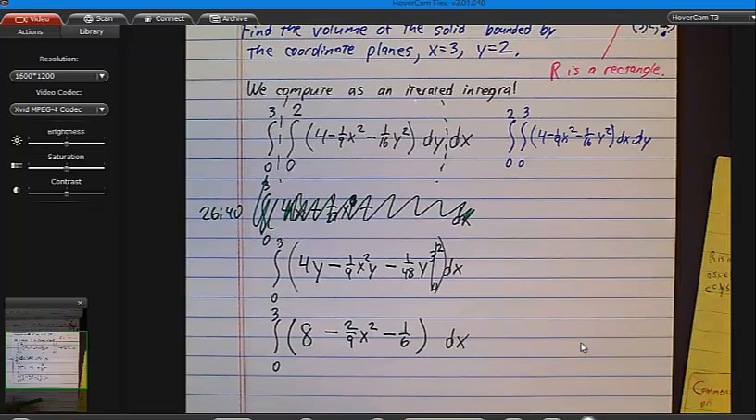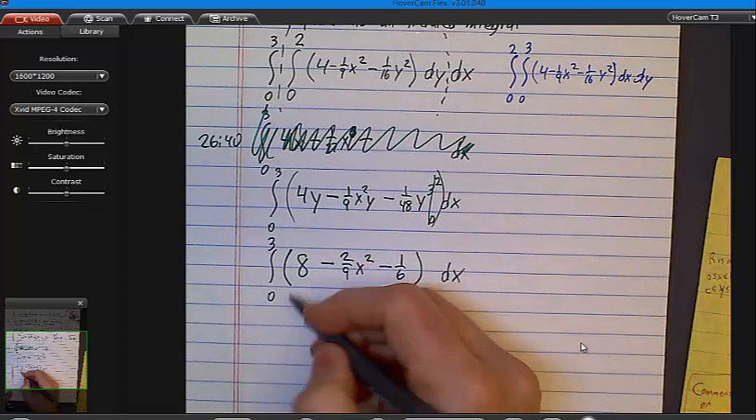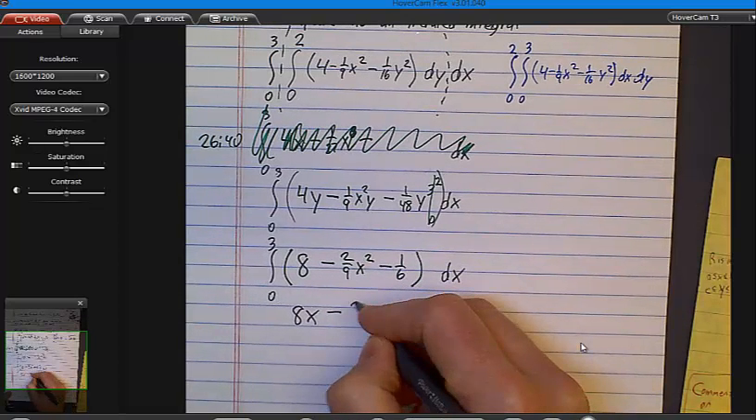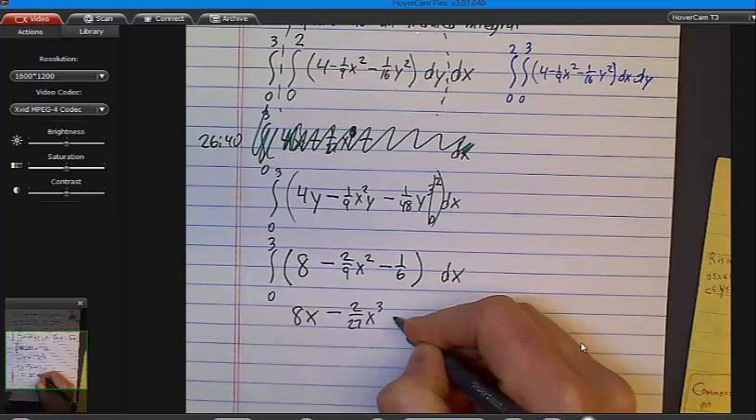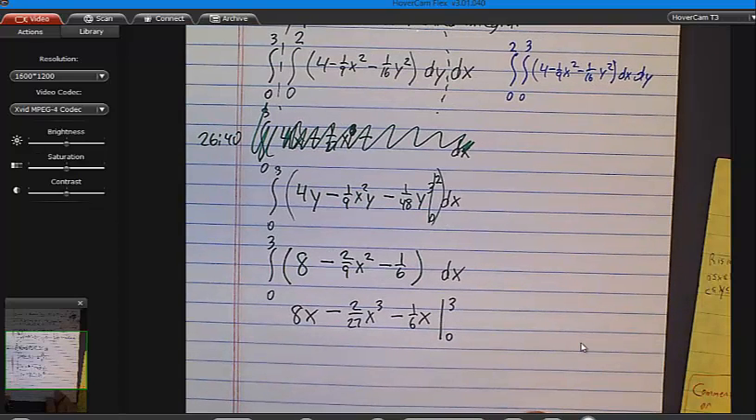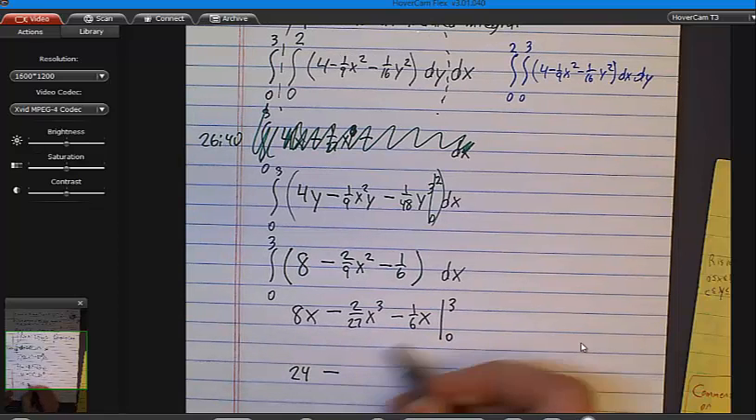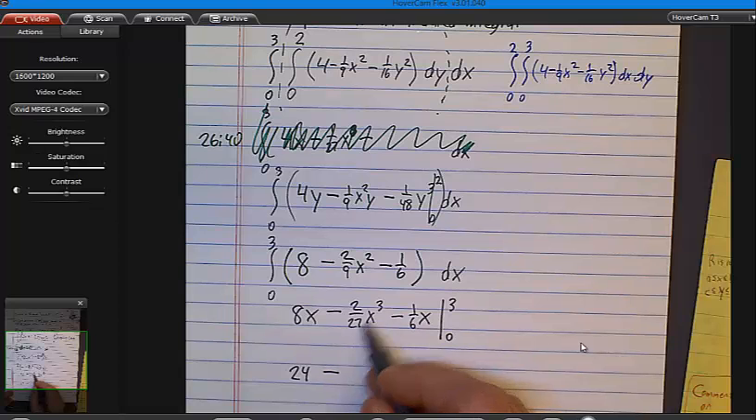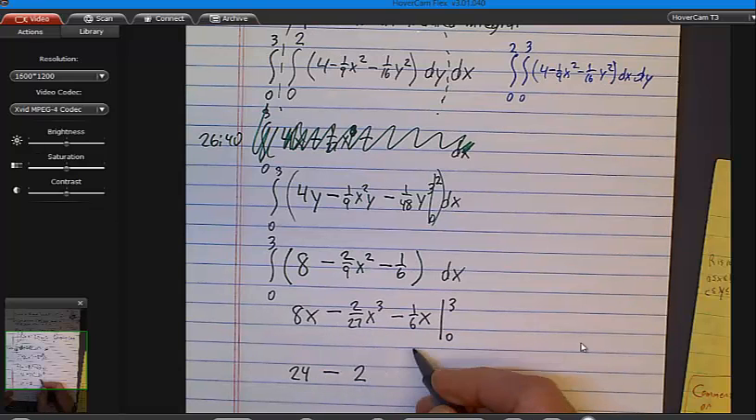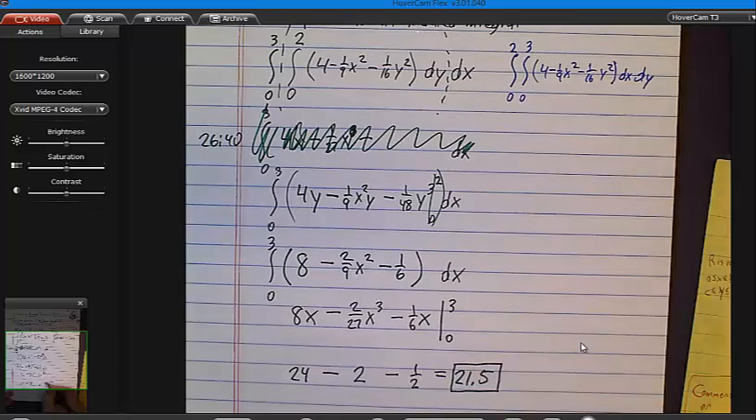All right, so I'm getting there. Now I need to integrate dx. And so this becomes 8x minus 2 over 27x cubed minus 1/6 x. And again, I'm going from 0 to 3. Boy, did I make this example nice. You plug in the 3, you get 24 minus, you plug in the 3, look what happens. The 27s cancel, so you just get 2. You plug in the 3, 3/6 is a half. I'm getting 21.5 for the volume. That's a pretty nice value.